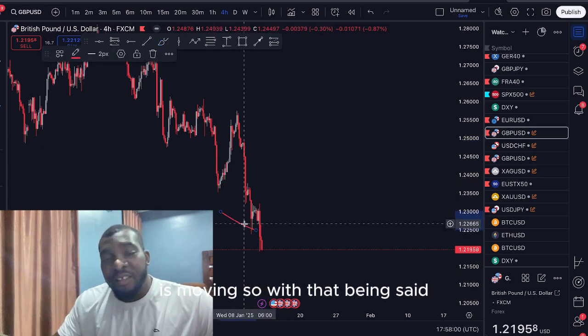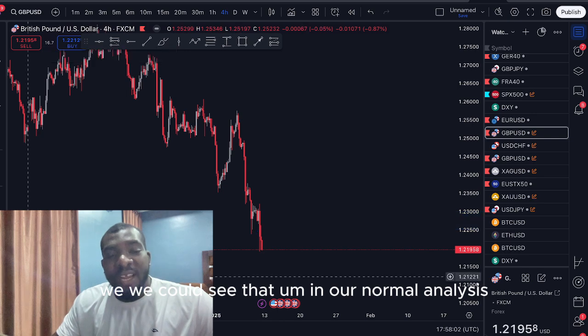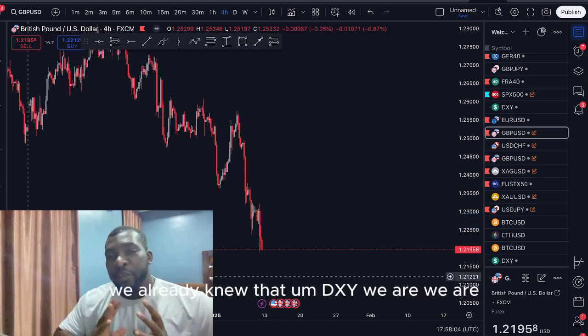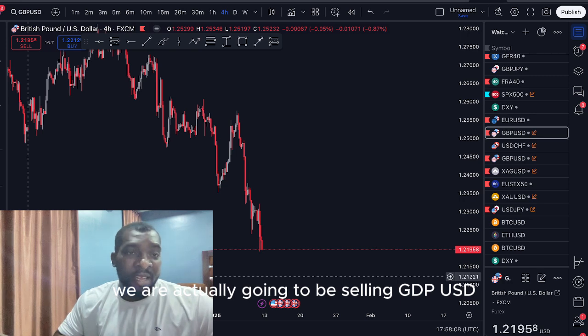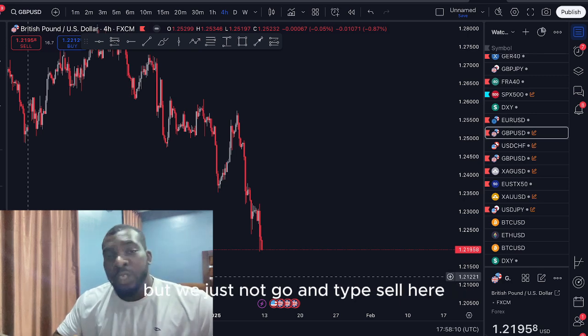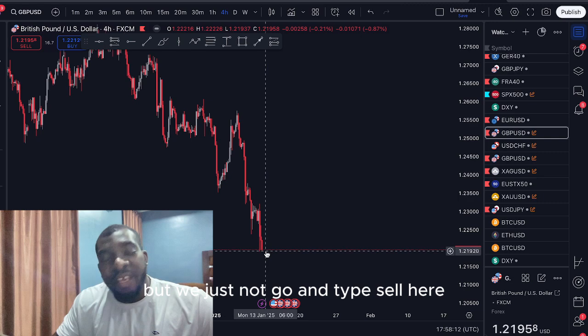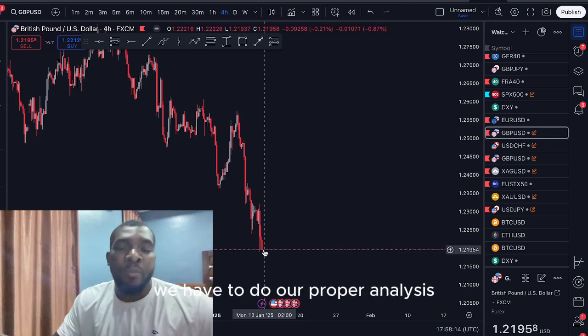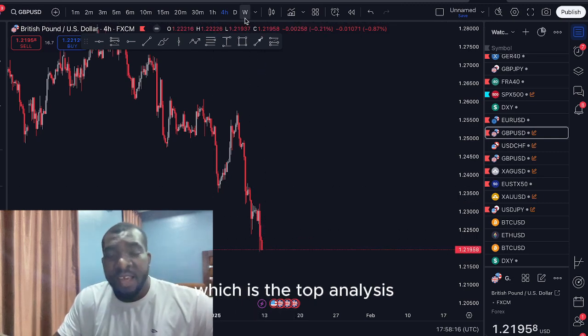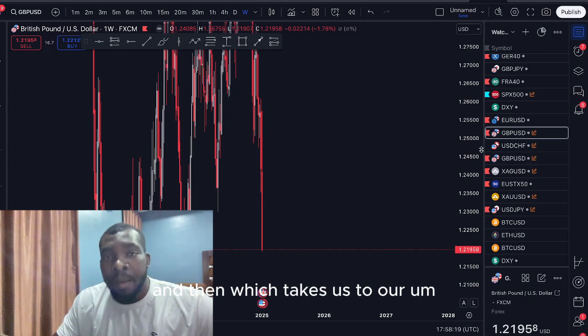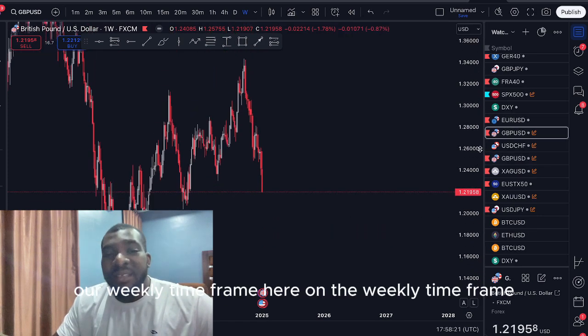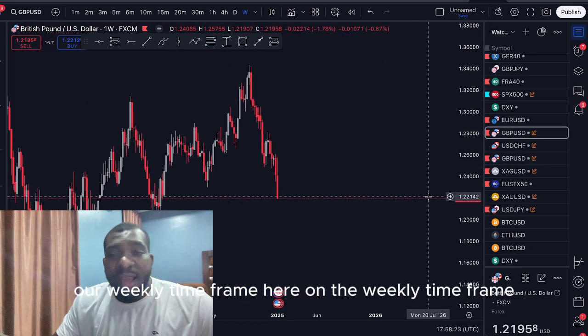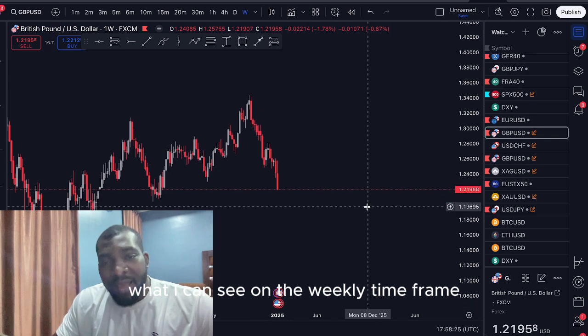So with that being said, in our normal analysis we already knew that with DXY buying, we are going to be selling GBP USD. But we do not just go and type sell here and start selling the market. We have to do our proper analysis, which is the top down analysis, and that takes us to our weekly time frame.